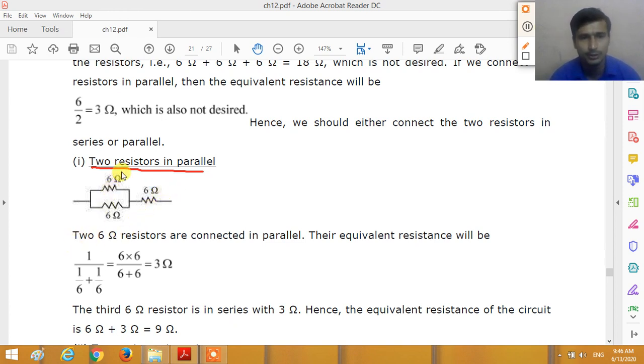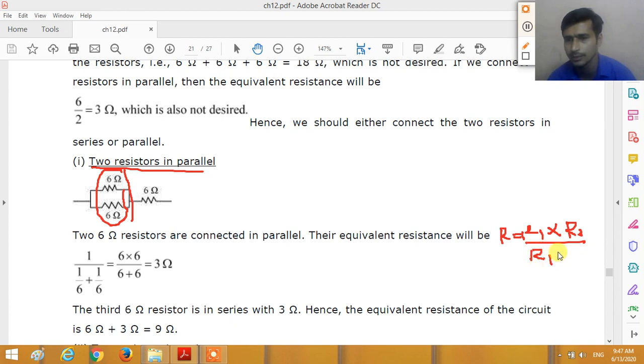So now when these two 6 ohm resistors are connected in parallel, right? So what is the equivalent resistance? How do we calculate the equivalent resistance of two resistors? We easily calculate it by R is equal to R1 multiplied by R2 divided by R1 plus R2. This is the formula when two resistors are connected in parallel.